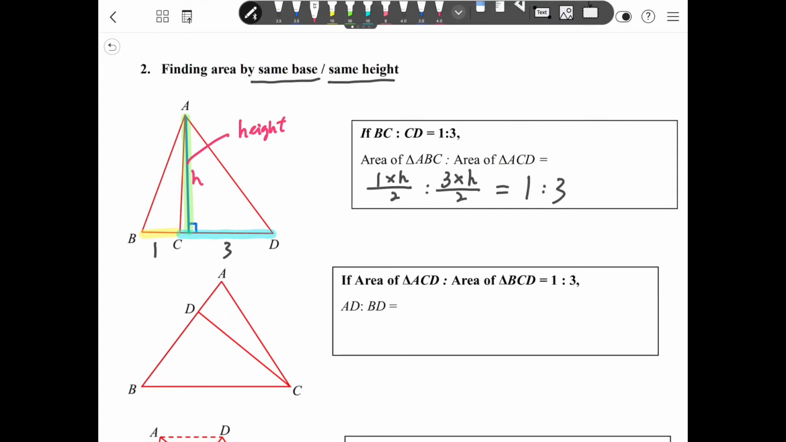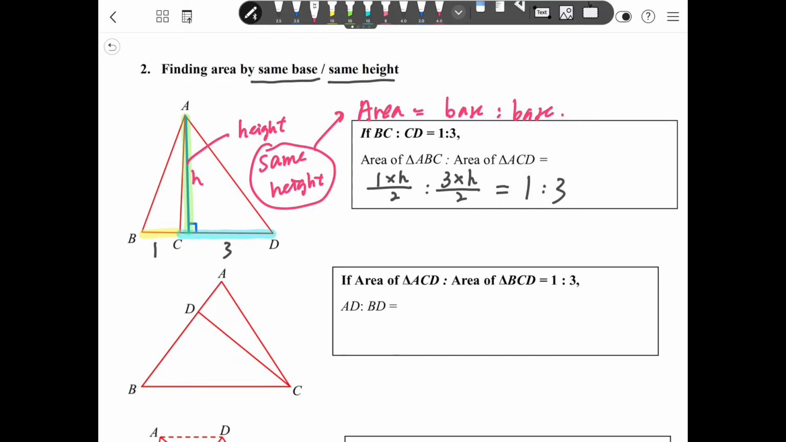So please mark it down. I would call it a same height problem. If we got the same height, then it means the area equals to base, if it is the same height.